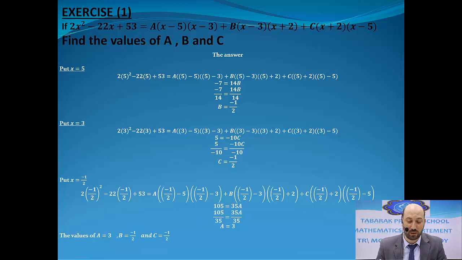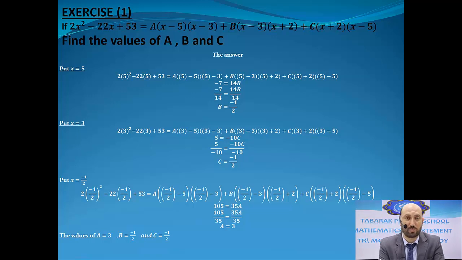5 over minus 10 equals minus 10 over c, so c equals minus half. So now here we find b and c. How could we find now the value of a?